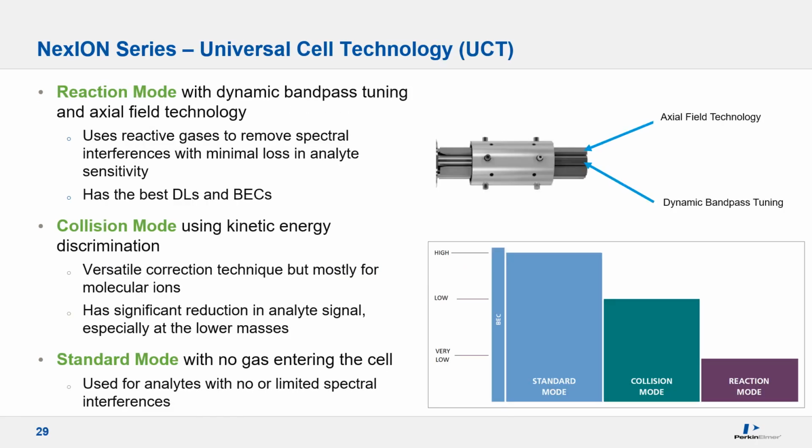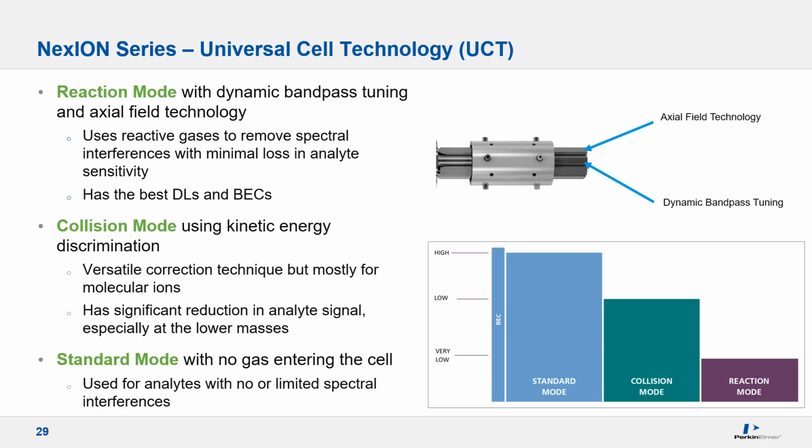I want to especially highlight the feature of the universal cell technology. With that we can measure in reaction mode, collision mode, or standard mode. I want to highlight dynamic bandpass tuning, which the universal cell features, and axial field technology, providing control over the reactions with the dynamic bandpass, which is able to eject unwanted ions from the cell, and with the axial field, which allows controlling the speed of the ions in the cell.